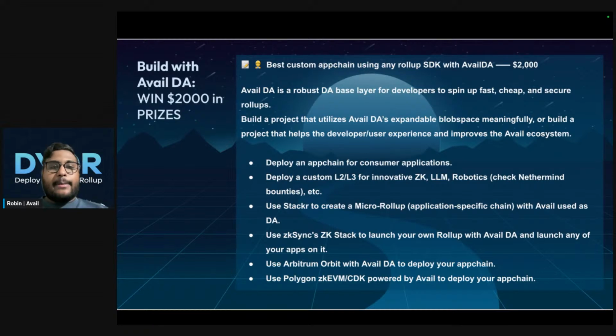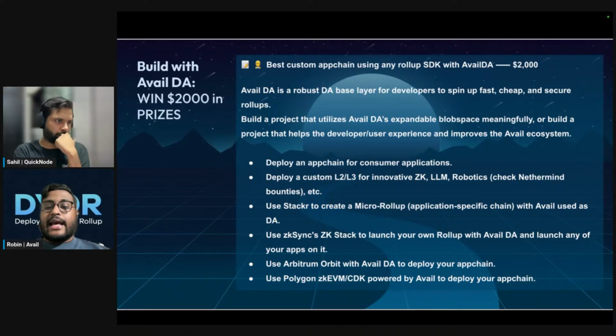Now, when we come to the bounties that we'll have for this hackathon, one is building your own custom app chain using any rollup SDK integrated with Avail. I've already mentioned all of the stacks that we have integrated with. So you can deploy an app chain for maybe a consumer application, or any innovative use case, like ZK, LLM, robotics. You can use OP Stack, zkSync, Arbitrum Orbit. So, you have all of these options out there.